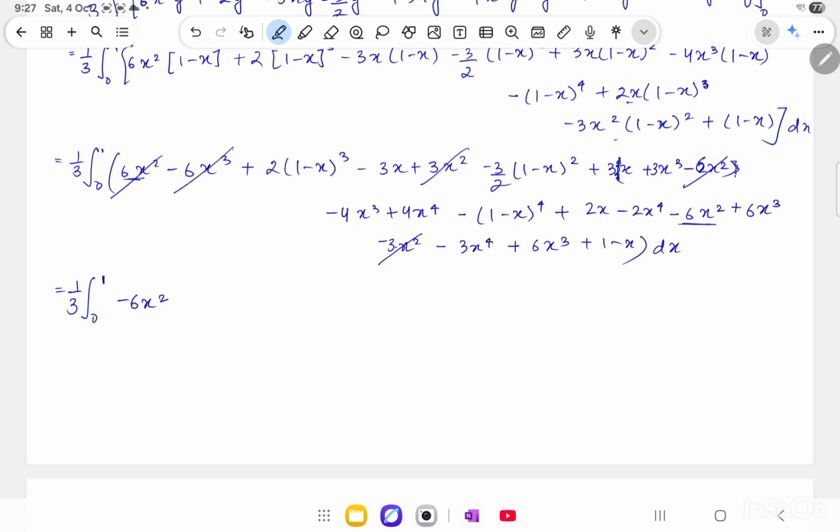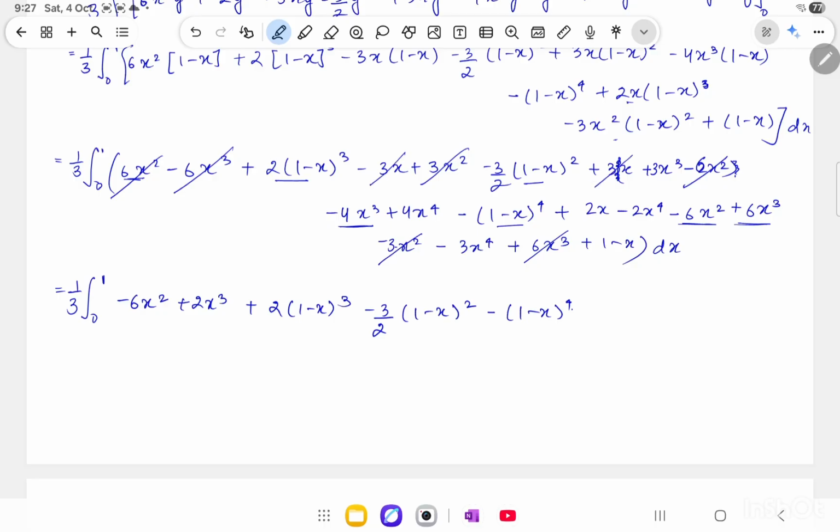Now terms with x cube, this 6x cube balances this one. So we have minus 4x cube plus 6x cube, that is plus 2x cube. Now let's just write down the terms that we haven't opened. That is 2 into (1 minus x) cube, that is this term. Then minus 3 by 2 into (1 minus x) square, and then this term, that is minus (1 minus x) raised 4.